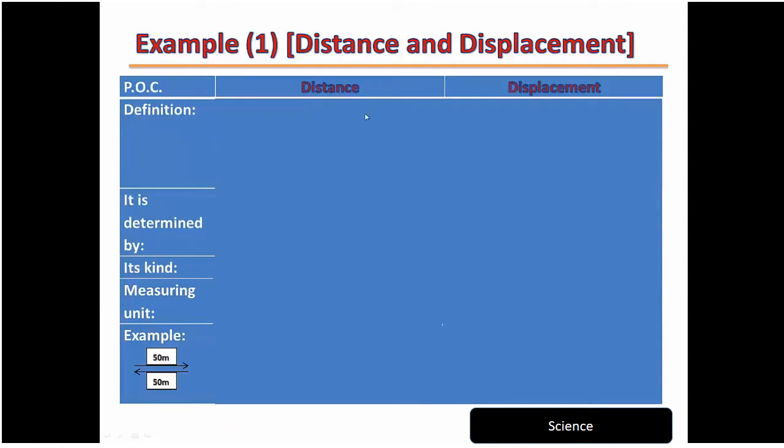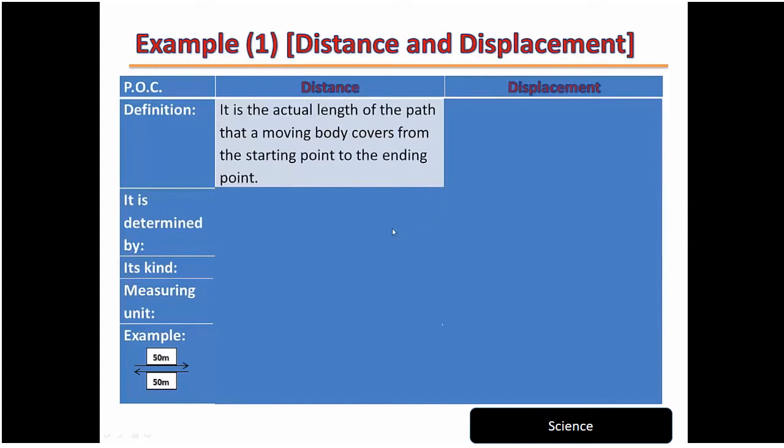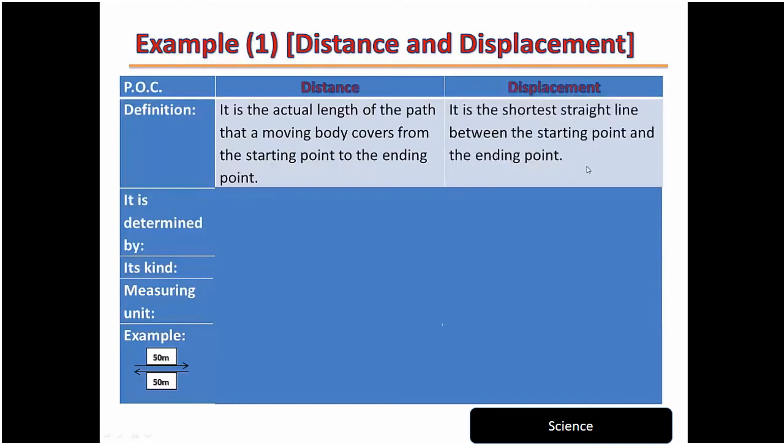Let's compare between distance as an example for scalar physical quantity and displacement as an example for vector physical quantity. What's meant by distance? Distance is the actual length of the path that a moving body covers from the starting point to the ending point. While displacement is the shortest straight line between the starting point and the ending point.